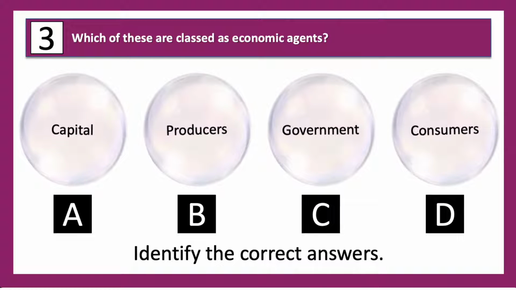Which of these are classed as economic agents? So same thing again. The correct letters, please, on the chat. So I've got B, C and D again from Bertie. Yep, lots of people thinking this is B, C and D. Nicole's disagreeing, but otherwise it seems to be pretty unanimous.